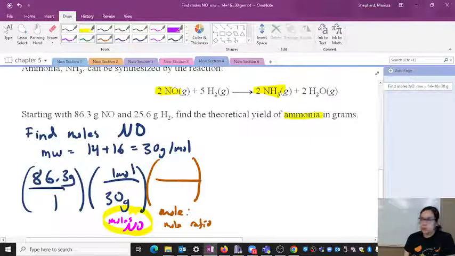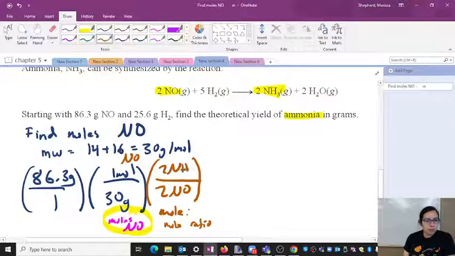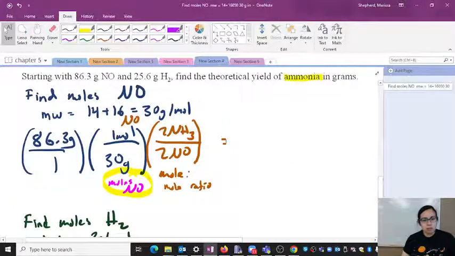If moles of NO is on the bottom, or excuse me, moles of NO would be on the top, because that's what we get from here. So then moles of NO goes on the bottom to cancel, and 2 moles of ammonia goes on top. And of course, they're in a 1-to-1 ratio, so I didn't really need to do this, but this is good. And so now this would give me moles of ammonia.